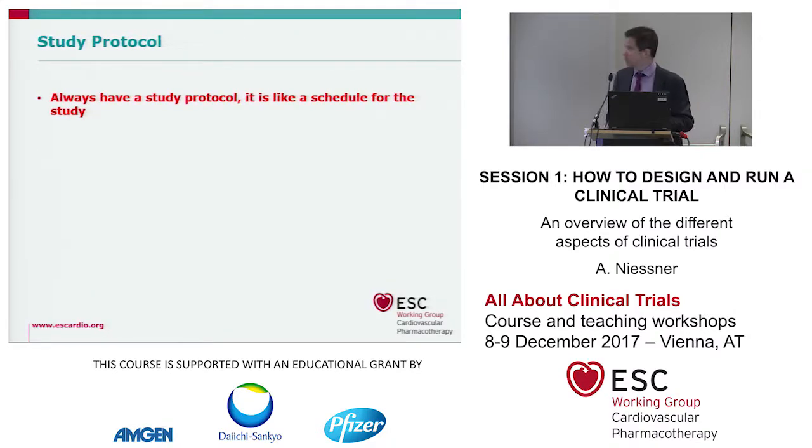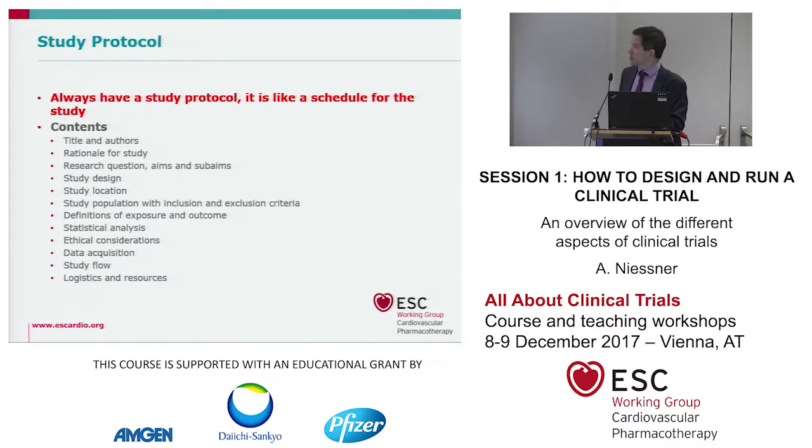First, about the study protocol. You should always have a study protocol. It's like a schedule for the study, and of course you should also follow your study protocol. It should have a title and authors, of course. It should tell you the rationale for the study, the research question, your study design, your study location, your study population, so all the points we just discussed, the definition of exposure and outcome, how you analyze the data, ethical considerations, how you do data acquisition, the study flow, and also logistics and resources. So here you really define how you perform your study.